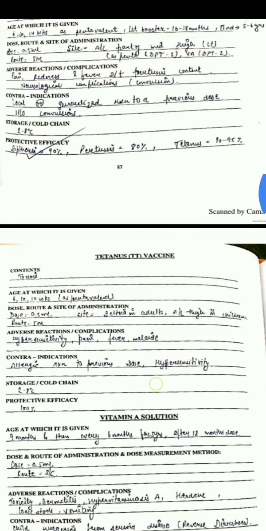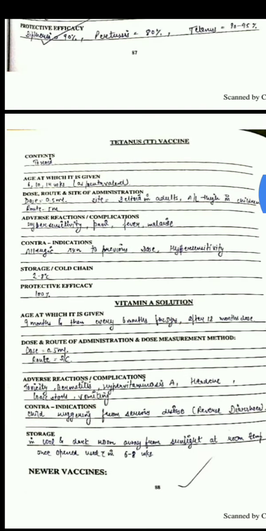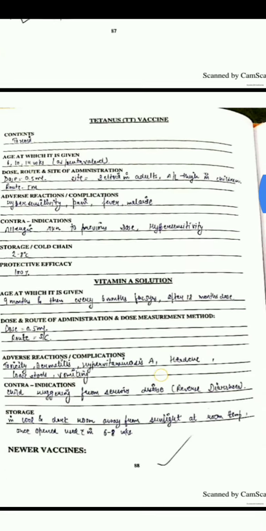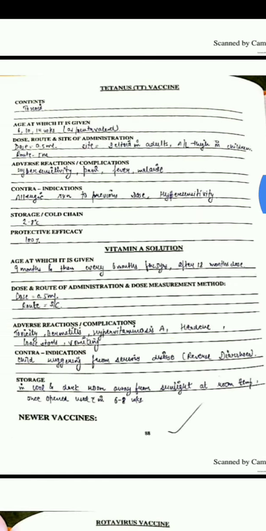Next is tetanus TT vaccine. Its contents are: it is a toxoid and 6, 10, 14 weeks as pentavalent. Dose is 0.5 ml. Site is deltoid in adults and anterolateral thigh in children. Route is IM. Adverse reaction or complication is hypersensitivity, pain, fever, malaise. Contraindication is allergic reaction to previous dose, hypersensitivity. Stored at 2 to 8 degrees centigrade.